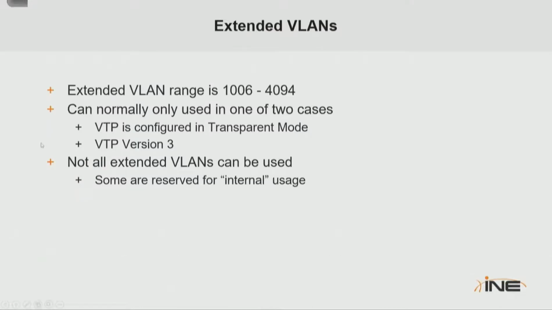Okay, the extended VLAN range, this is going to be 1006 to 4094. You can normally only use this in one of two cases, when either VTP is running in transparent mode or VTP is running in version 3. And not all extended VLANs can be used. Some of these are going to be reserved for internal usage.